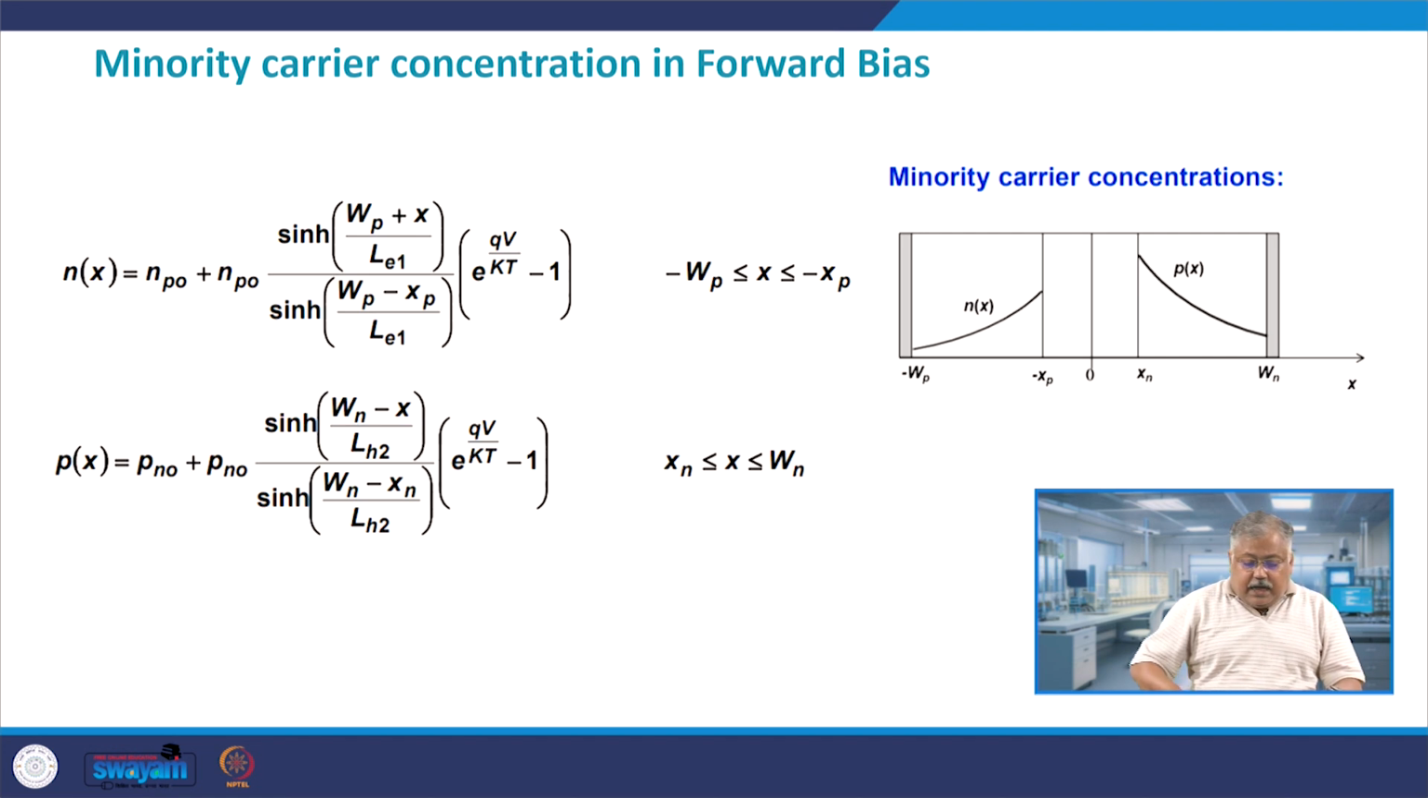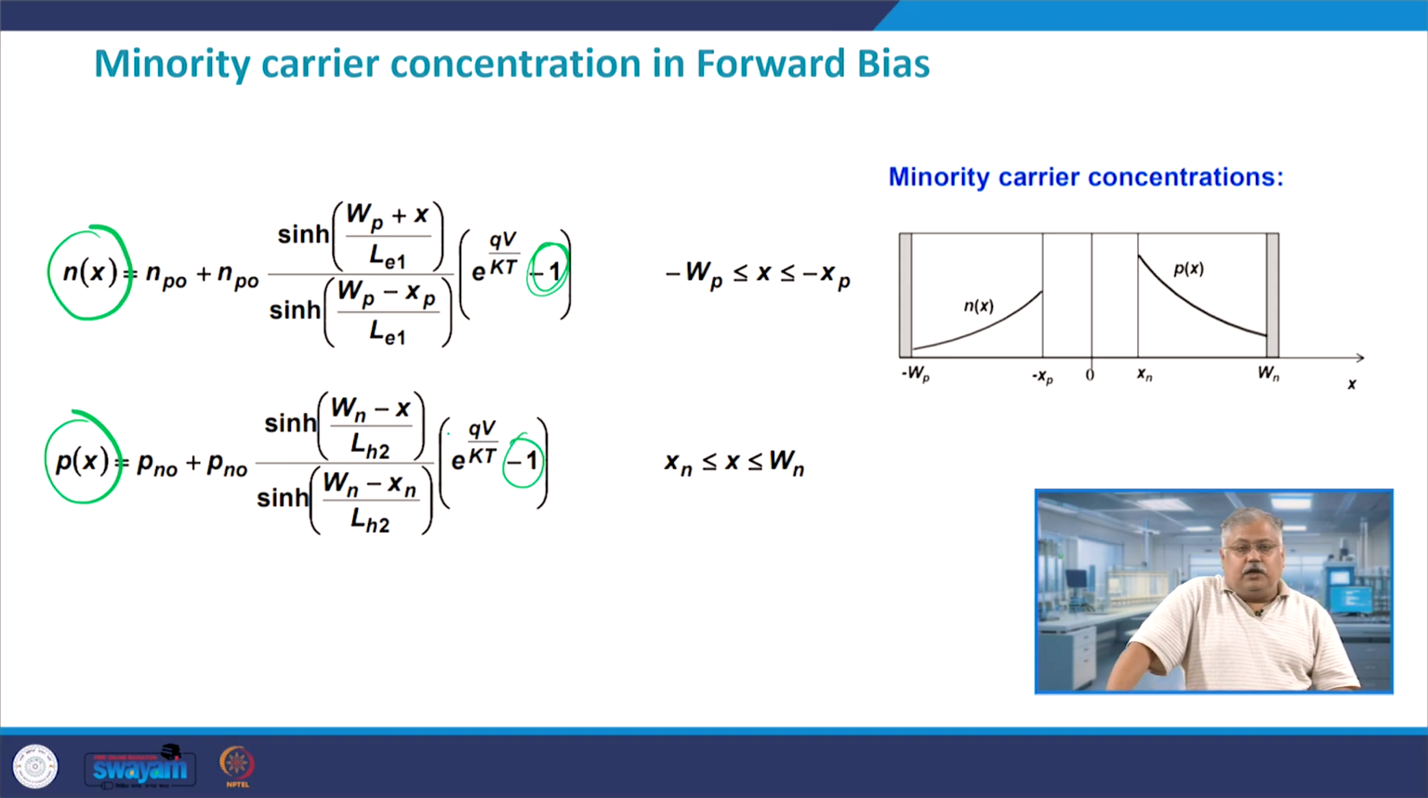Same thing for holes. This is the expression for the variation of nx, which means the electron carriers with respect to x, and this is for holes with respect to x, right. So just keep in mind how these variations are, and if this V is very large, I can afford to neglect minus 1 in this case, and we can carry forward with the understanding of nx and px in case of minority carrier concentration.